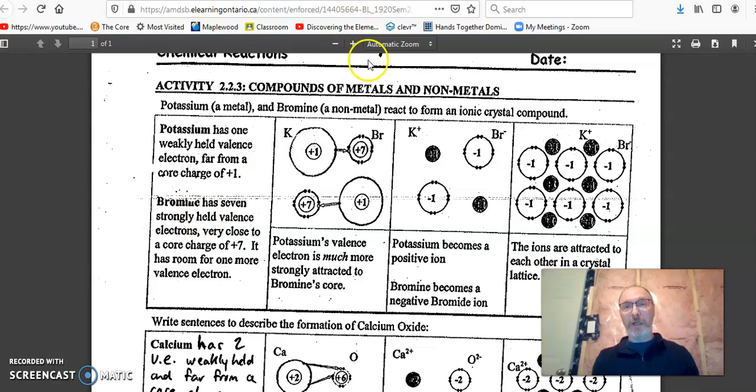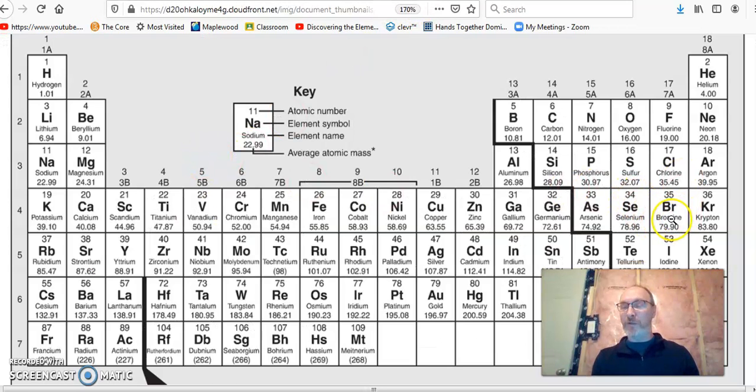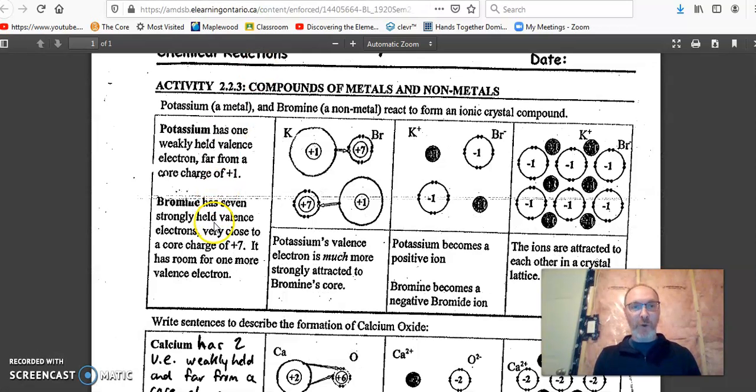How do we know that they're strongly held? Well, the fact that bromine's over here on the right hand side indicates that it's a very small atom. That plus its very large core charge of positive 7 makes it very electronegative. It's quite strong. And we know that as you move up and to the right on the periodic table, electronegativity is increasing. So that gives bromine the ability to hold its electrons quite strongly. And it has room for 1 more valence electron. We know that's true because the maximum number of electrons that are in bromine's last shell is 8. Well, if it has 7 valence electrons, it has room for 1 more.